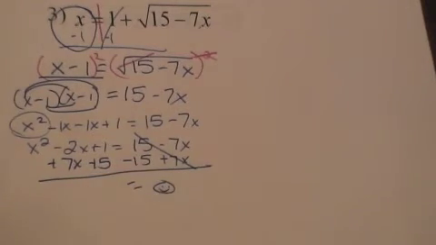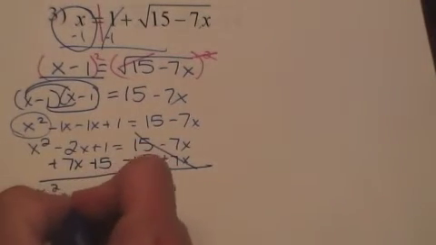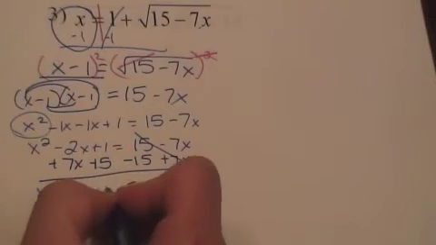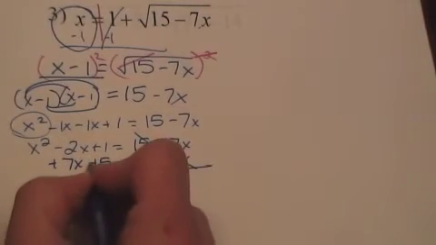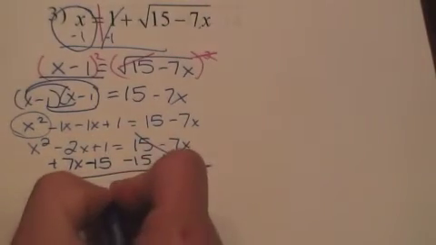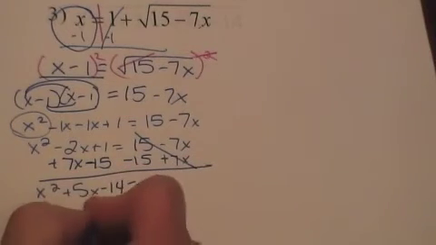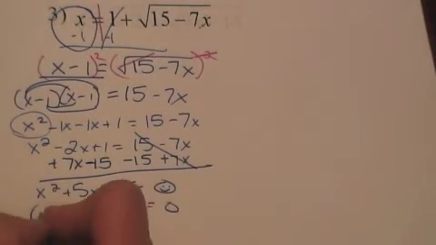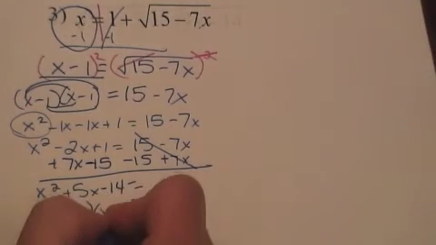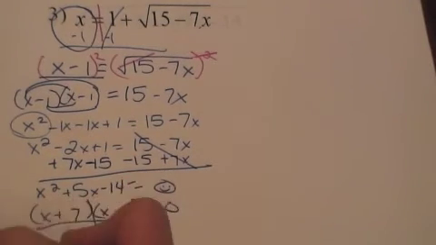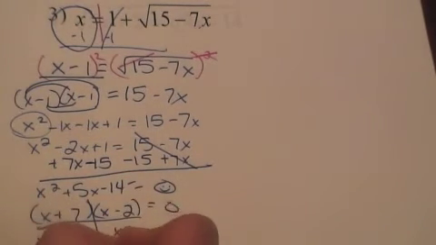So if you're happy and you know what you can factor, I hope. So it's minus 15. Okay, and then you factor x plus 7, x minus 2, T-chart, x equals -7, x equals 2.